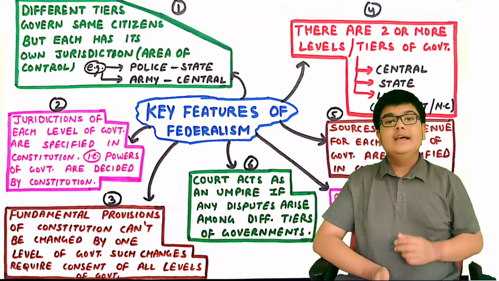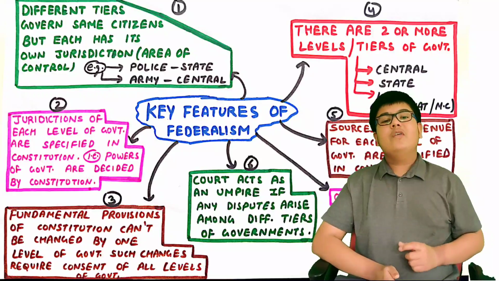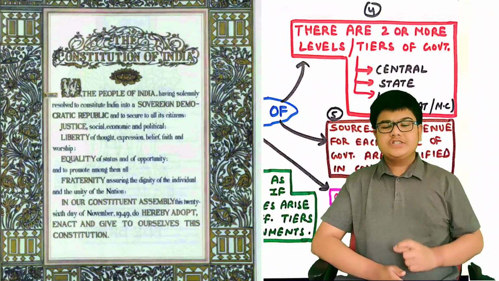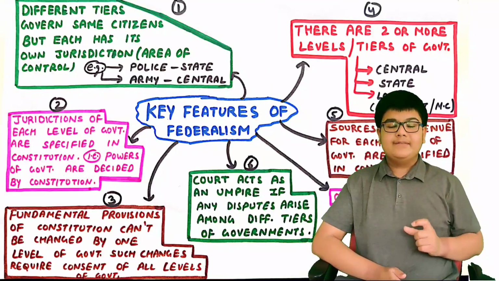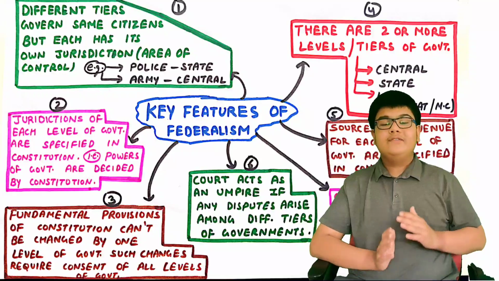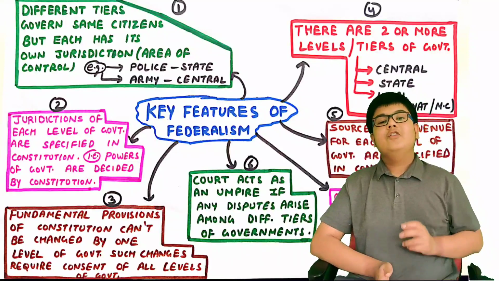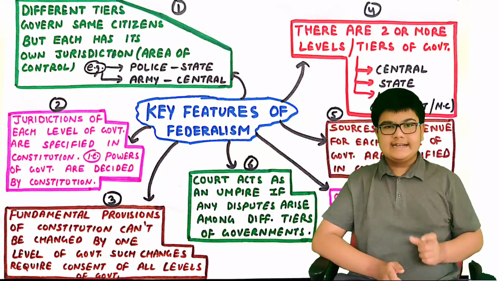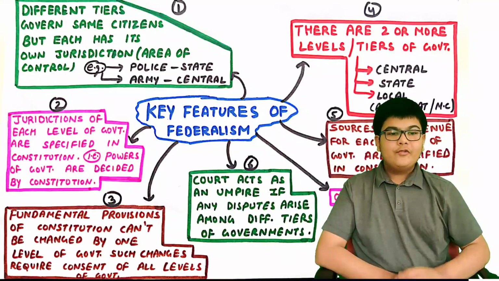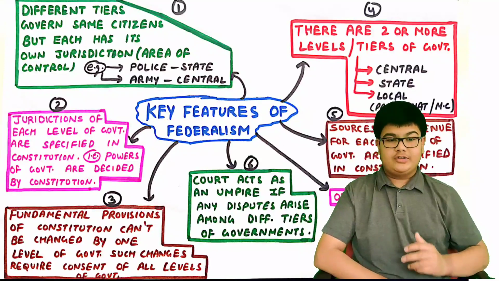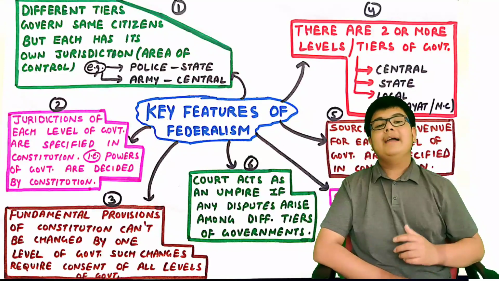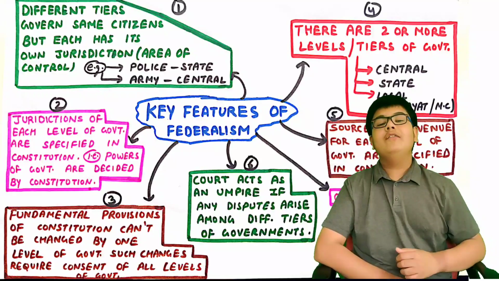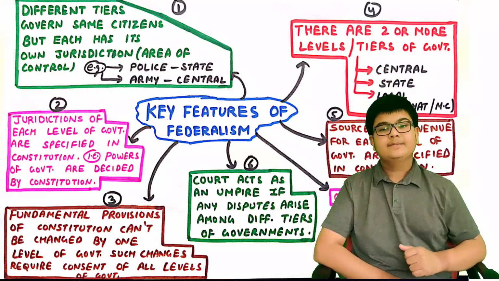Third, the jurisdictions of each level of government are specified in the constitution. So the constitution tells us which level of government will control which department of government. That is, the powers of government are decided by the constitution. Fourth, the fundamental provisions of the constitution can't be changed by one level of the government, and such changes require the consent of all the levels of government.